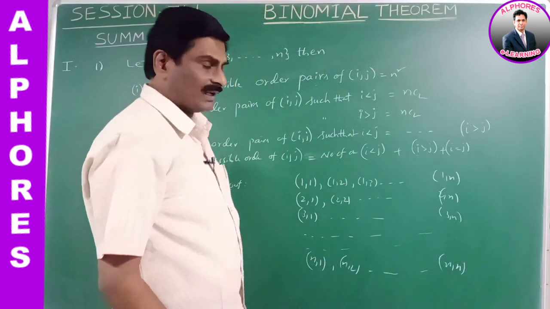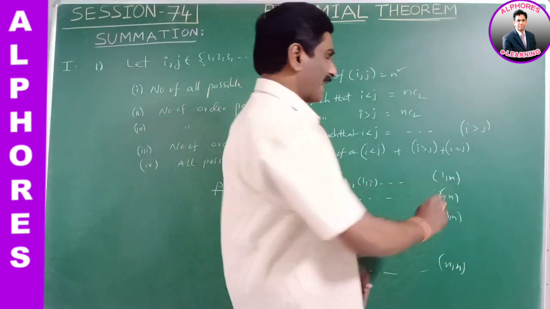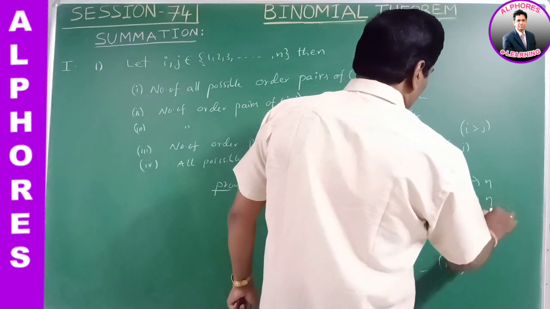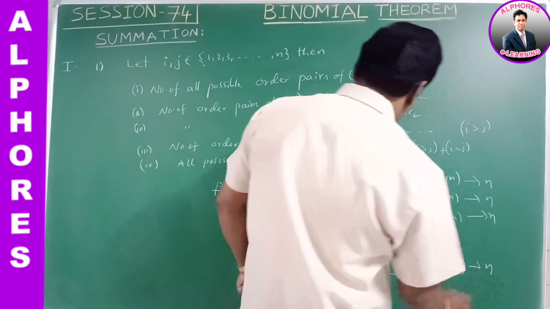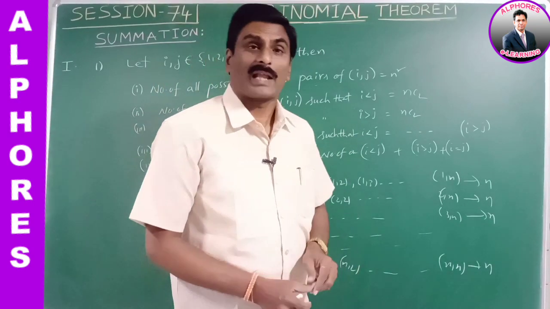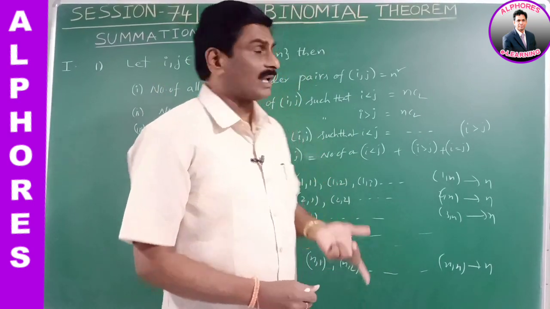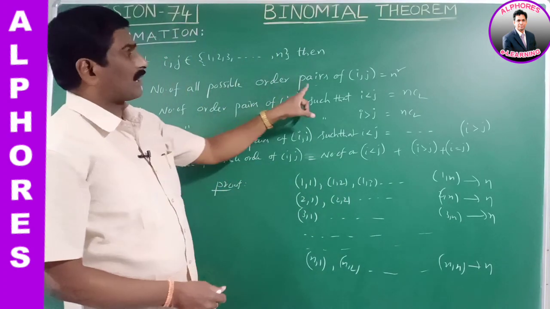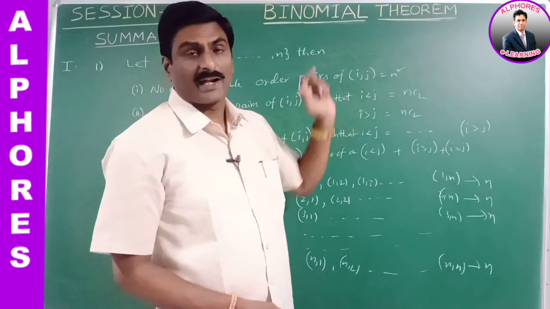Please observe these values. In this case, how many ordered pairs are possible? n values. In this case, n. In this case, n. Please observe the value: n rows and n columns. That means the total ordered pairs is equal to n into n, that means n square. Therefore, the number of all possible ordered pairs of i, j is equal to n square. Any doubt in this value?